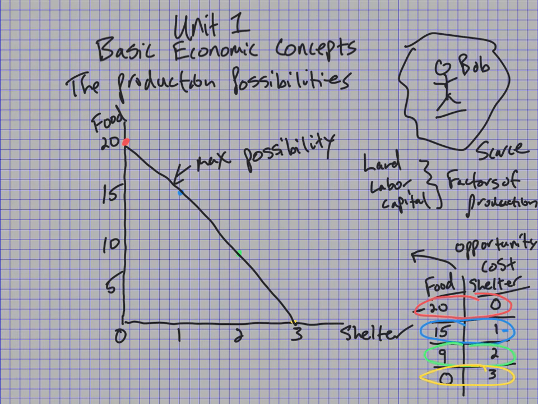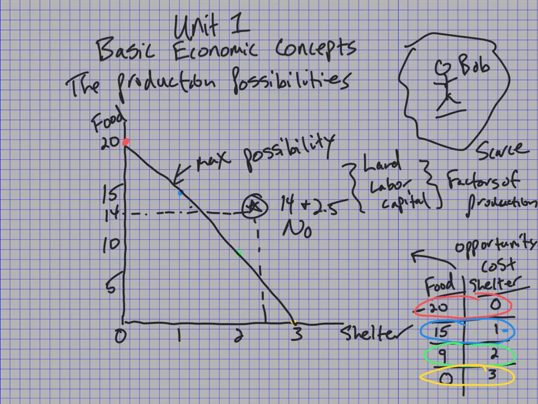Well, what if Bob wanted some possibility, like, let's pick a random spot. Let's say this spot right here. You know what, Bob really wants about 14 meals, but he also wants about 2.5 buildings, 2.5 homes, 2.5 shelters. Can he produce that combination right there? Can he have 14 and 2.5? Our answer is no. Why not? Because we have a limited amount of land, labor, and capital. It's outside of the maximum amount that is possible. And so no, he can't produce that spot right there. It's not feasible for him to do that.